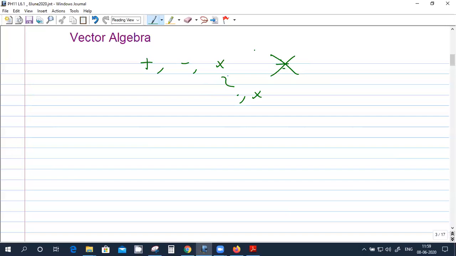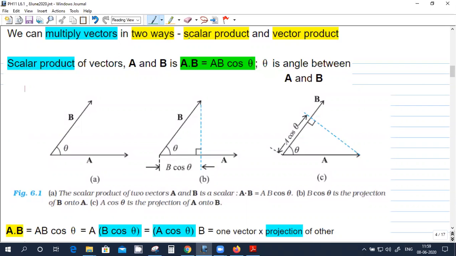So for addition and subtraction, you have to use the parallelogram law or triangle law. For multiplying two vectors, we can use scalar product or vector product. The scalar product of two vectors A and B is defined like this: A B cos theta, where theta is the angle between A and B. So these are the two vectors A and B. Vector is denoted by this bold-faced letter in printed text, and the angle is theta in between them.